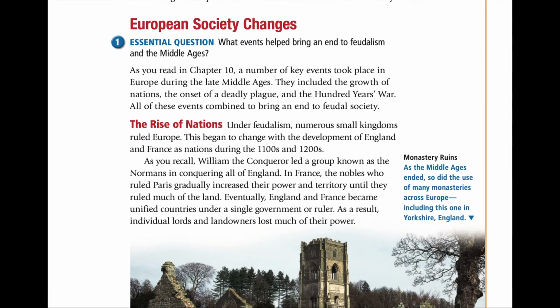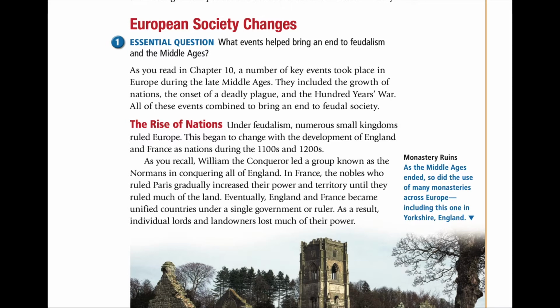European society changes. Essential question. What events helped bring an end to feudalism and the Middle Ages? As you read in Chapter 10, a number of key events took place in Europe during the late Middle Ages. They included the growth of nations, the onset of a deadly plague, and the 100 Years' War. All of these events combined to bring an end to feudal society.